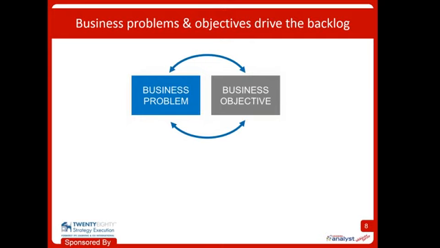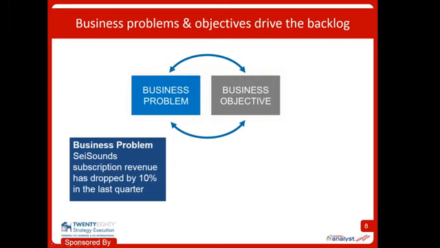So let me show you a quick example here from the C-Sound project. The business problem, remember Baloo's project, C-Sound. So C-Sound subscription revenue has dropped 10% in the last quarter. All right, and notice this is great because this is a problem that's about something financial, so it's at the very highest level of the company that we care about solving this, and it's measurable. We know how big the problem is, so 10% in the last quarter.